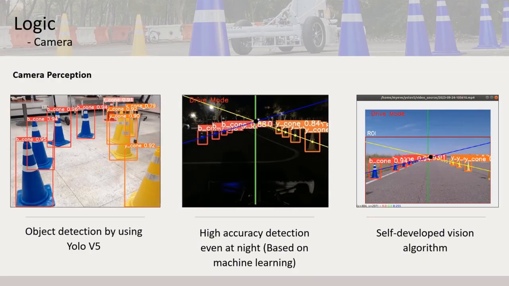One of the key technologies was object detection by using YOLO V5. This algorithm is based on machine learning for object detection. We made an optimized model of camera perception so the system is even capable of performing at night with high accuracy. On the right side, you can see the implementation of the self-developed vision logic.